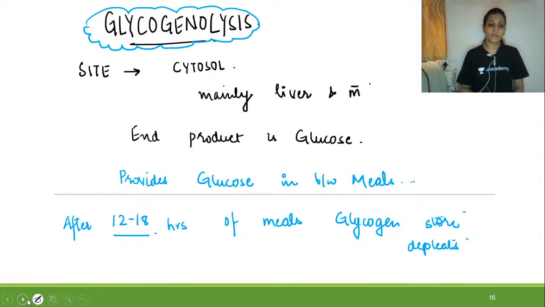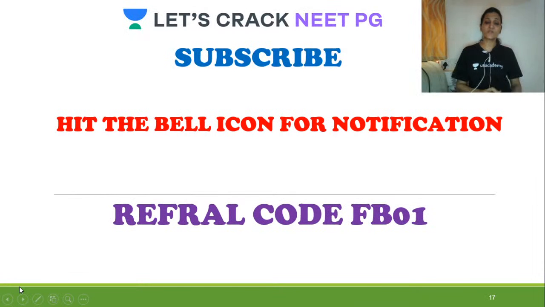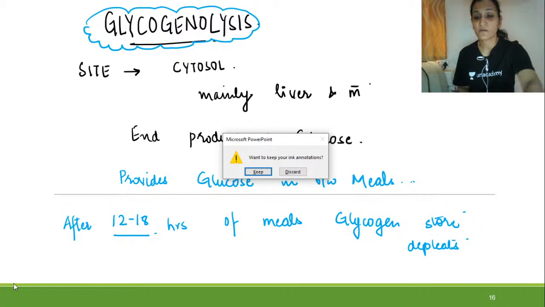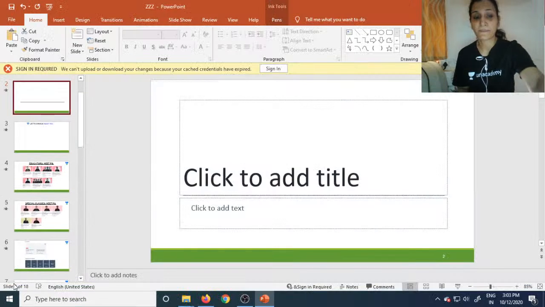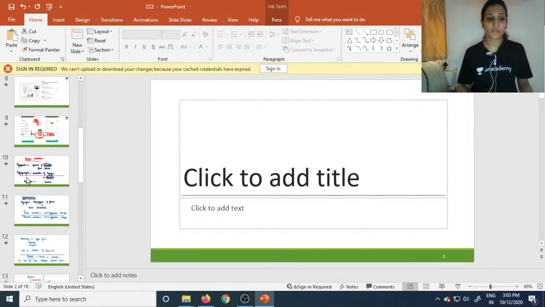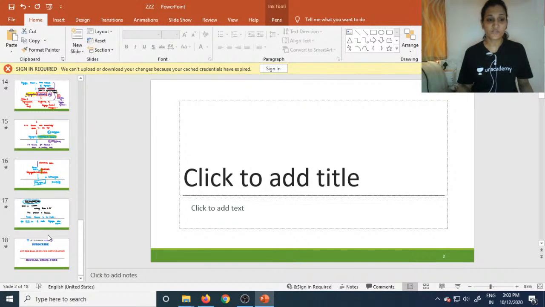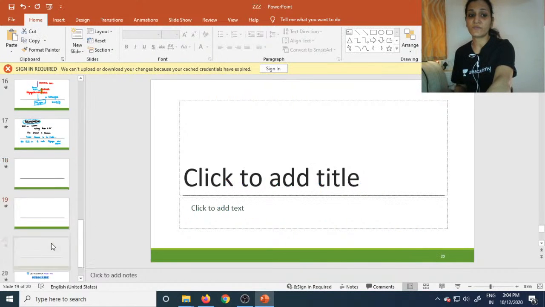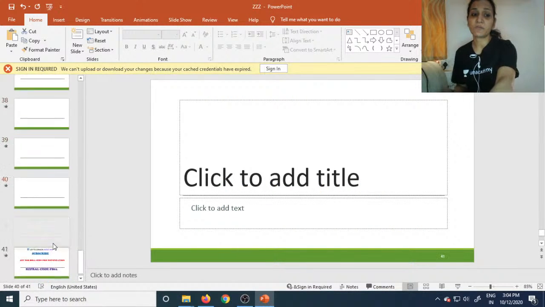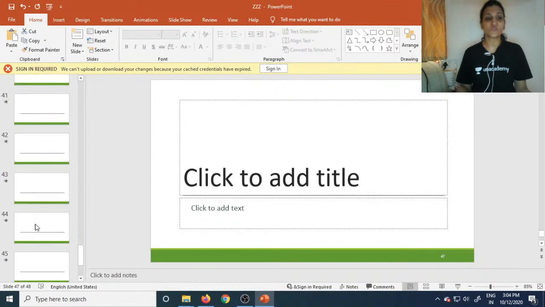Some more important things before moving into the actual steps. Before moving into the actual process of glycogenolysis, let me take some slides and we will see some important points regarding glycogenolysis, and then we will talk about the actual steps.